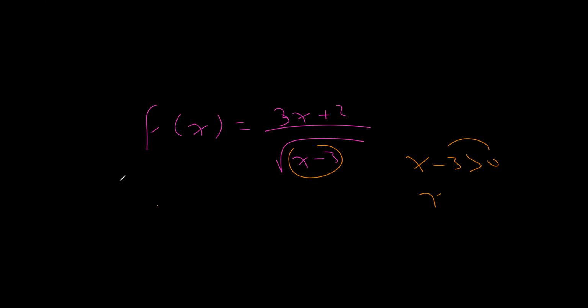Send the 3 there. So x has to be greater than 3 exactly. So in this case, the domain will be 3 to positive infinity, with parentheses on both sides. Here it means the 3 is not included in the domain. Because if the 3 were included, 3 minus 3 is 0, and the square root of 0 is 0, so the denominator will be 0. In this case, it will not work. I hope that is clear.